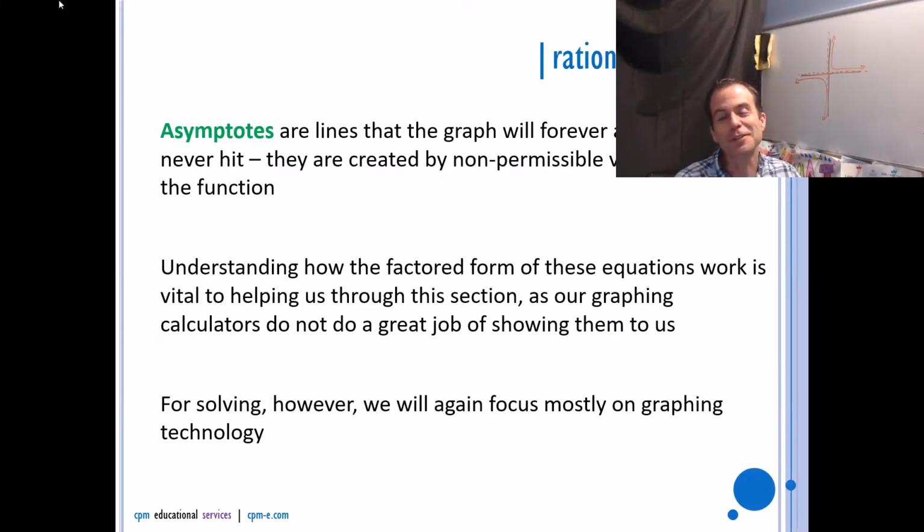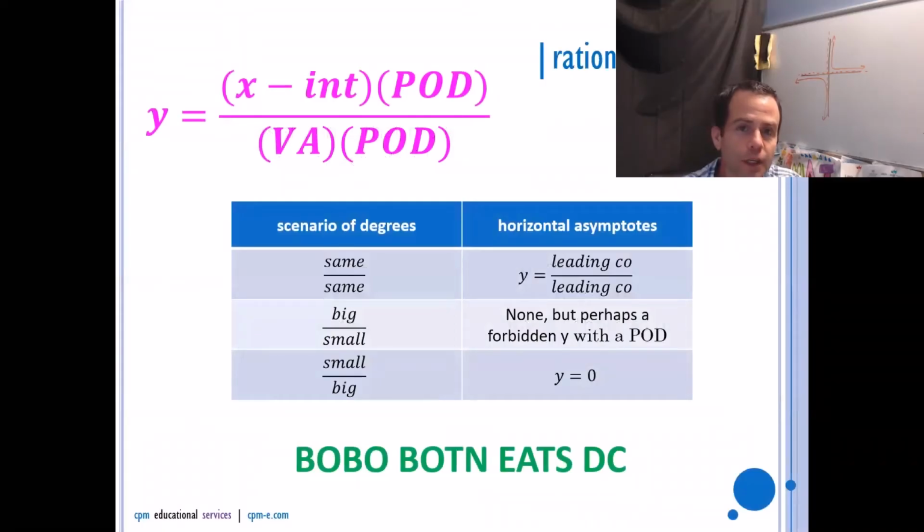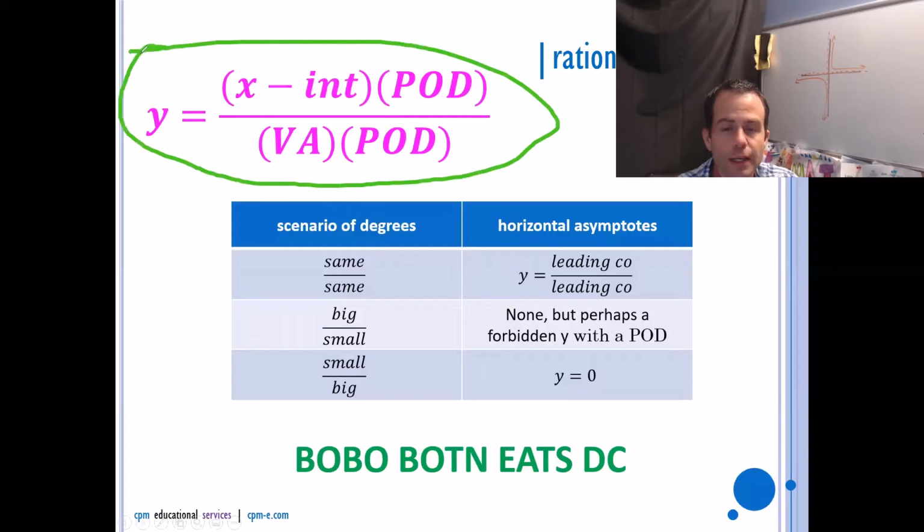Okay, for solving, however, we're going to again focus mostly on solving using graphing technology. I said I really want you to have a good understanding of that factored form, and this is what I'm getting at with this up here. If you have a factor on the top by itself, that's not on the bottom as well, that will always create your x-intercept. You figure out the value for x that zeroes that factor out, and that will give you the x-intercept. If you have a factor on the bottom that's all by itself, that will create your vertical asymptote. And if you have a factor that's shared between the top and the bottom, that will create the point of discontinuity. Okay.